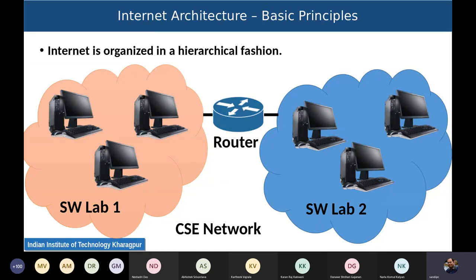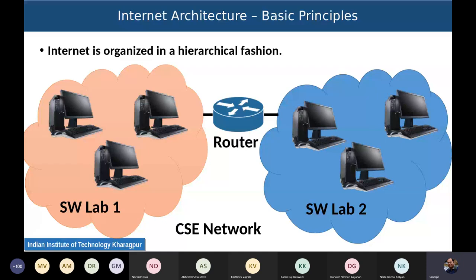These computers are typically connected to a layer 2 switch. That means all these computers are directly connected with each other. So remember, in layer 2, we directly connect the machines together. So within a software lab, every machine is connected in layer 2. Within software lab 2, all the machines are connected with each other. Now, how do we connect these two software labs with each other? Through a layer 3 device called a router. Whenever we connect these two software labs together, that comprises my entire CSE network.